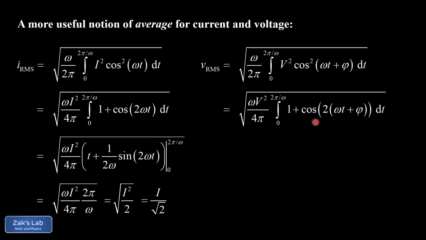Now we need to guess the antiderivatives. And for the 1, of course, that's just a t. And for that cosine piece, it's going to be, again, a 1 over 2 omega, then times the sine of that original angle, 2 times the quantity omega t plus phi.